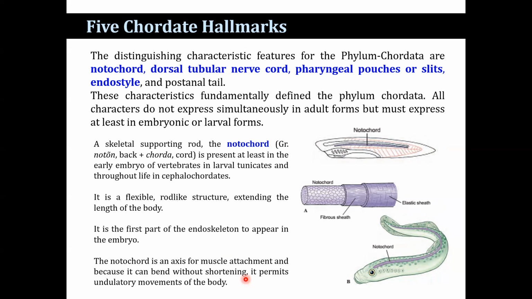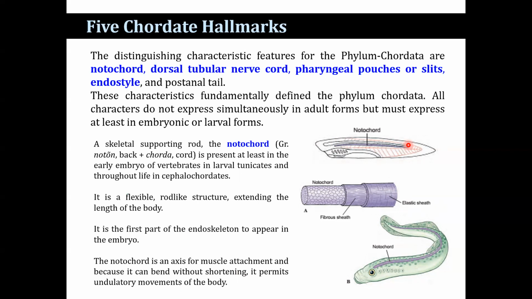So those are the features fundamentally present in the chordata, and these characters do not express simultaneously in the adult forms but must express at least in embryonic or larval forms. The first one, notochord. The notochord is a flexible rod-like structure extending the length of the body, and it is the first part of the endoskeleton to appear in the embryo.